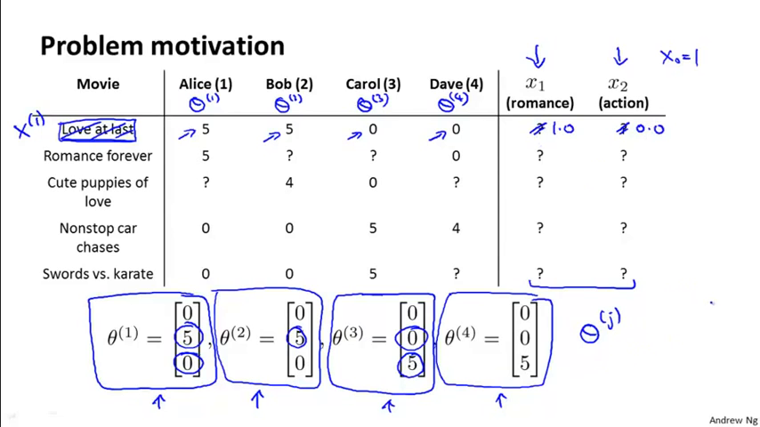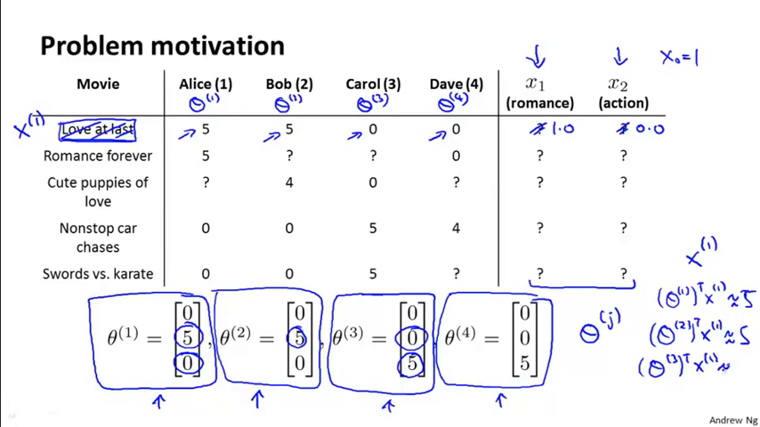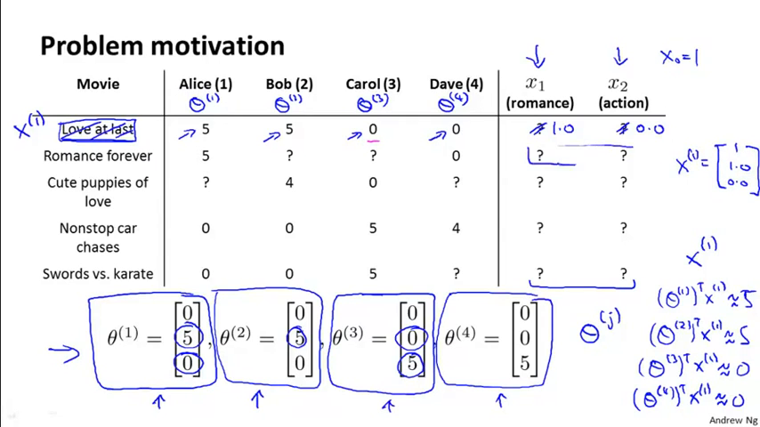This example is a little bit mathematically simplified, but what we're really asking is what feature vector x1 should be so that theta1 transpose x1 is approximately equal to 5, that's Alice's rating, and theta2 transpose x1 is also approximately equal to 5, and theta3 transpose x1 is approximately equal to 0, so this would be Carol's rating, and theta4 transpose x1 is approximately equal to 0. And from this it looks like x1 equals 1, that's the intercept term, and then 1.0, 0.0. That makes sense given what we know of Alice, Bob, Carol, and Dave's preferences for movies and the way they rated this movie. And so more generally, we can go down this list and try to figure out what might be reasonable features for these other movies as well.